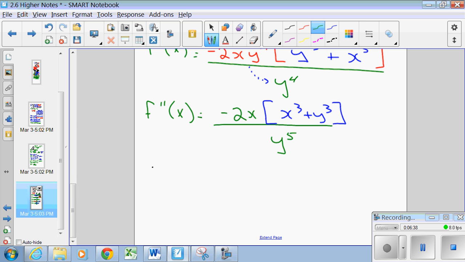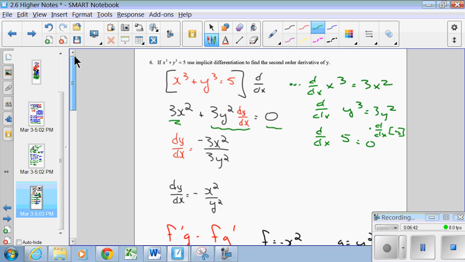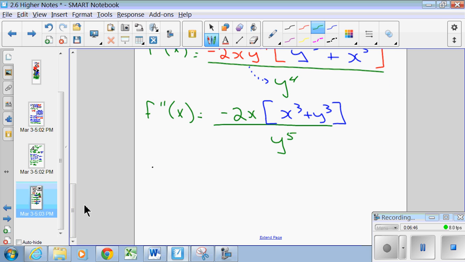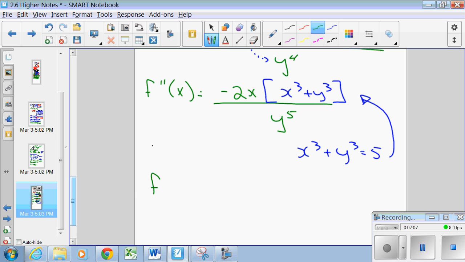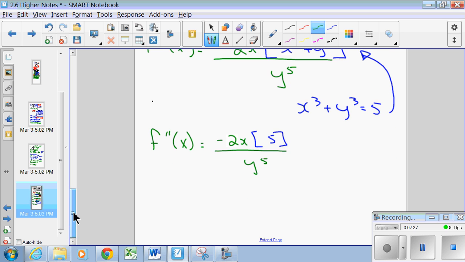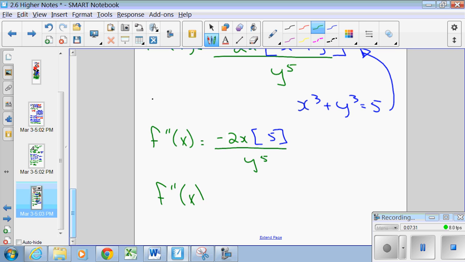If you went to the very start of our question, way up top, x cubed plus y cubed equals 5. We are actually going to use that information, x cubed plus y cubed equals 5. We're going to put that into the expression right up here where we have this set of brackets, because we can. And sometimes simplifying is just a practice thing, and if you can substitute to make things simpler, we are going to substitute to make things simpler. So my second derivative is negative 2x. Instead of writing x cubed plus y cubed, I'm going to put 5 in here instead, and my denominator is still y to the fifth. So the best answer that we can have for our second derivative of this function is negative 10x over y to the fifth.